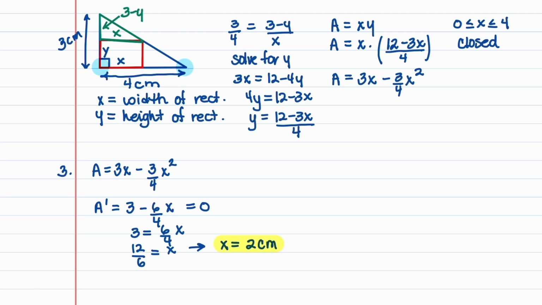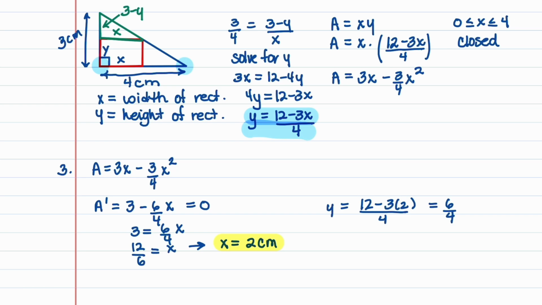Now let's find y. Here's our equation for y, and that's what we're going to use. So let's say that y is 12 minus 3 times 2, all divided by 4. This is 12 minus 6, which is 6 divided by 4. We can say then that y is equal to 3/2, or 1.5 centimeters.